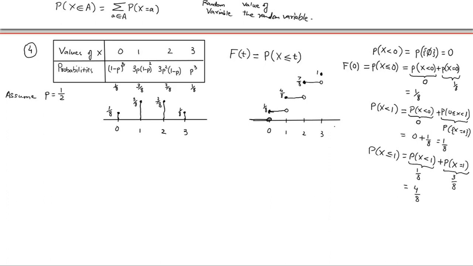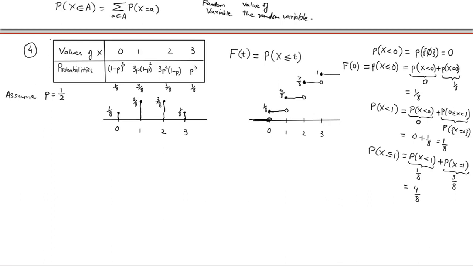And what about greater than 3? Like, will the probability now remain at 1 forever? Yes, it will remain at 1 forever. Because whatever happens, your random variable is going to be less than or equal to 3. 100% chance your random variable is going to be less than or equal to 3, which means probability 1.